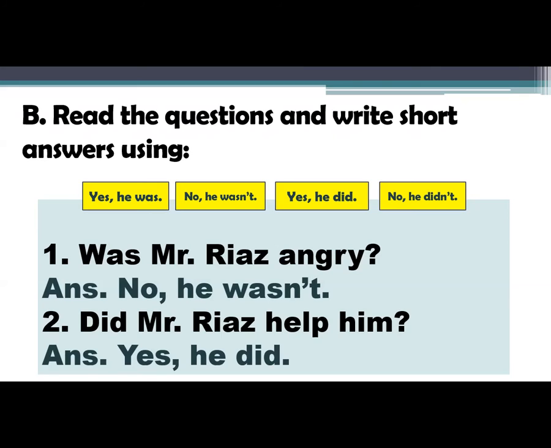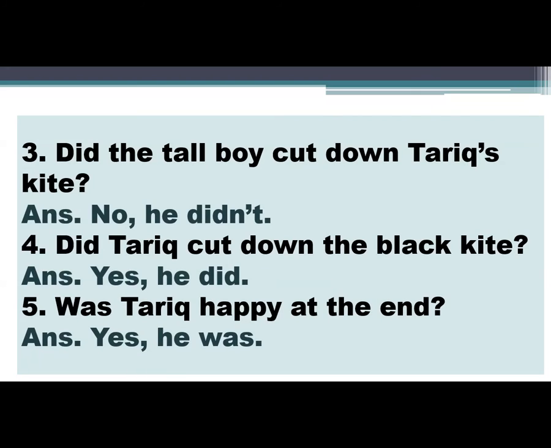The first question is, was Mr. Riaz angry? No, he wasn't. The second question is, did Mr. Riaz help him? Yes, he did. The third one is, did the tall boy cut down Tariq's kite?